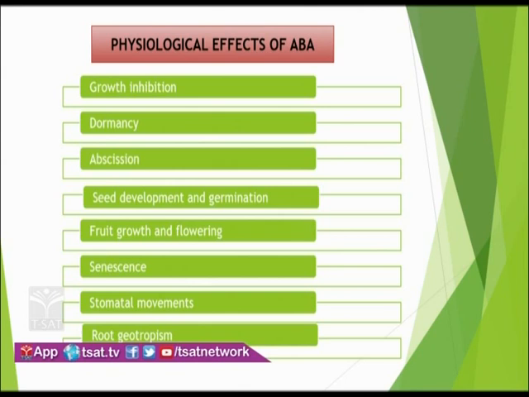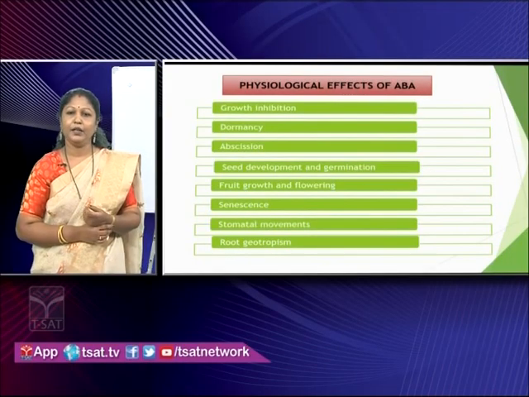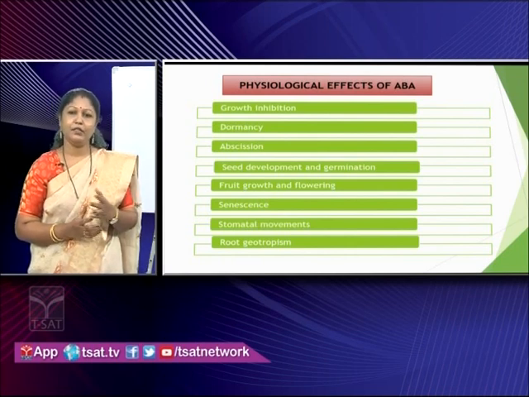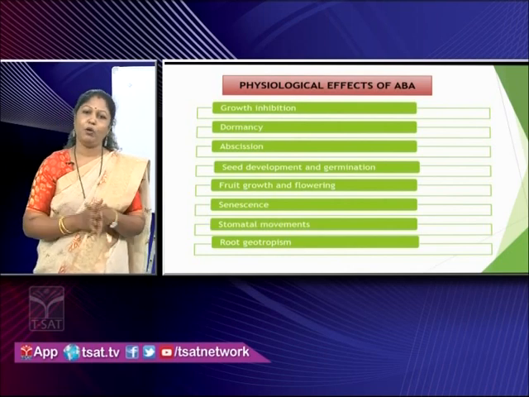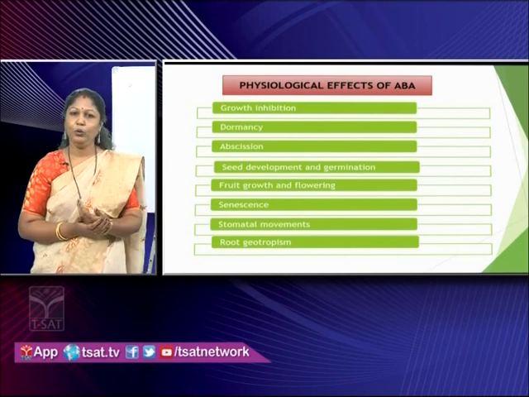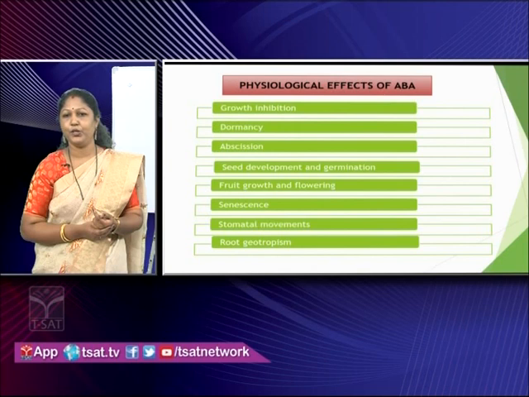Not only that, it promotes abscission also, that is what its name itself, abscisic acid, suggests. So, it promotes abscission of different plant parts, and it also has an effect on seed development and germination. It also helps in promoting fruit growth and flowering in certain kinds of plants, not all. Actually it is an inhibitor in most cases, but in certain cases very low concentrations of ABA can trigger fruit growth and flowering. And related to abscission is senescence. Senescence is old age, isn't it?